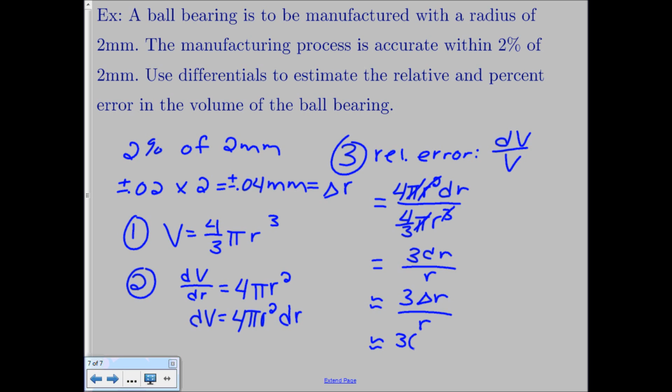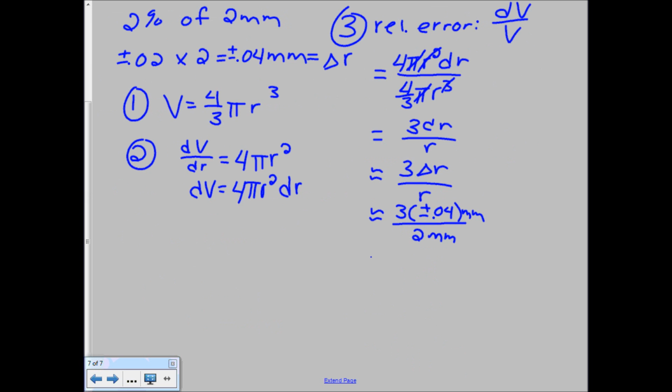So now we have 3 times plus and minus 0.04 all over 2 millimeters. And we have millimeters up top as well, which is good because we want all of our units to cancel, since we're just talking about error here. When we do 3 times 0.04 and then divide by 2, we find that our error is approximately plus and minus 0.06. Overall, it's a pretty small relative error in the manufacturing process because it's such a small number. If we had plus and minus 0.6, or even 1, 2, or 6, that would be a pretty large error.